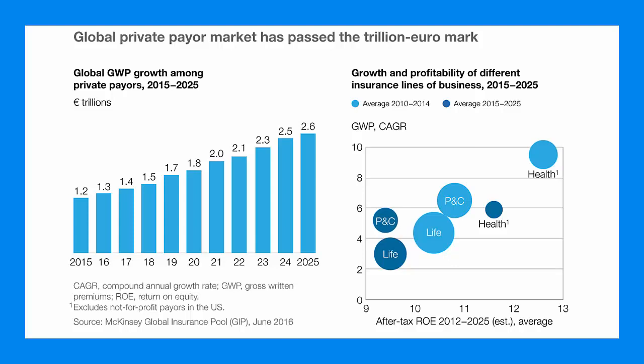Growth and profitability of different insurance lines of business. You can see here there are 3 different categories: P&C, life and health, and you can see the averages here from 2010 to 2014 and from 2015 to 2025. So this is growth rates, compound annual growth rates, and you can see from 2010 to 2014 very significant growth in the health insurance segment. That growth is expected to continue, and health is expected to be relatively favourable in terms of growth rates compared to P&C and life. P&C is basically just general insurance.